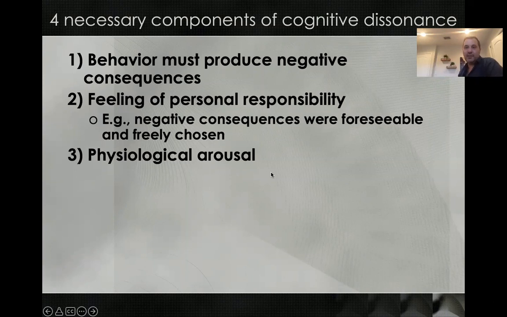A third necessary component of cognitive dissonance is physiological arousal, because by definition, cognitive dissonance is that physiological arousal, meaning it's measurable. You can measure that arousal, that uncomfortable feeling that we get when our behavior conflicts with our attitudes. And that's going to be a really important idea to understand in the next 15 minutes. So we're going to come back to this point.